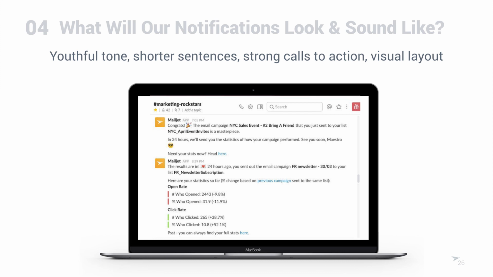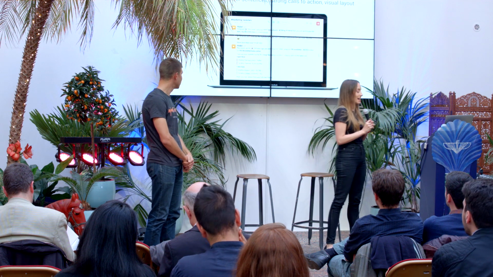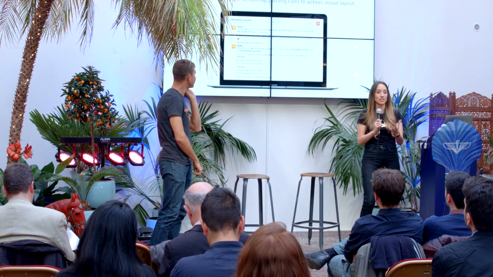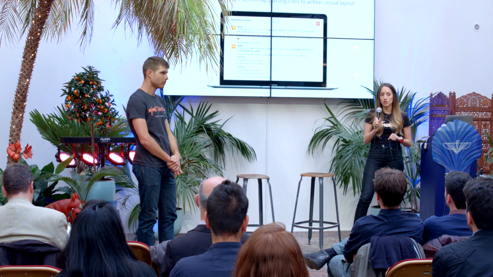When you're creating an app for Slack, you can't just copy and paste what you're doing in your current business. When you're working in a third-party environment, you need to look at what that environment looks like. How are your users using it? What kind of language are they using? What kind of colors? What does the format look like? You have to consider this when considering your output. For example, this always means a more youthful tone, shorter sentences, strong calls to action, and a very visual layout.